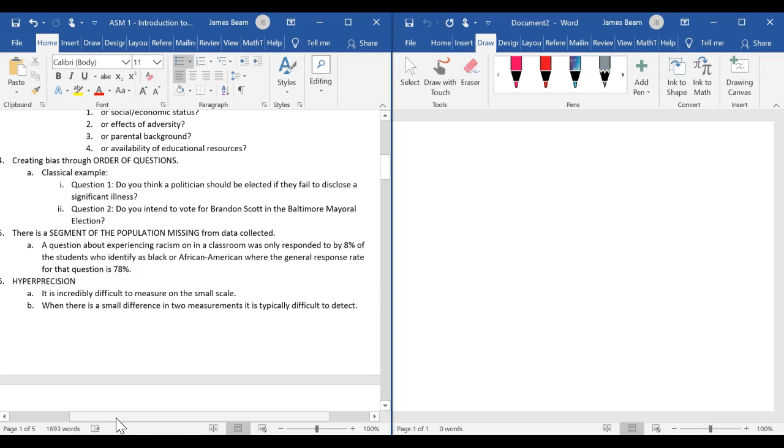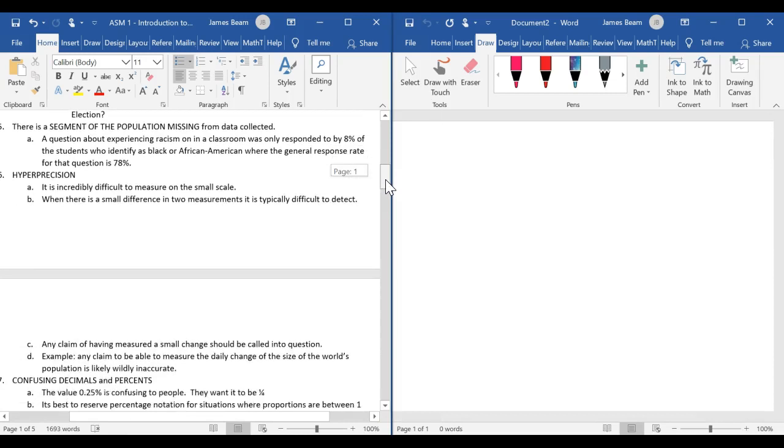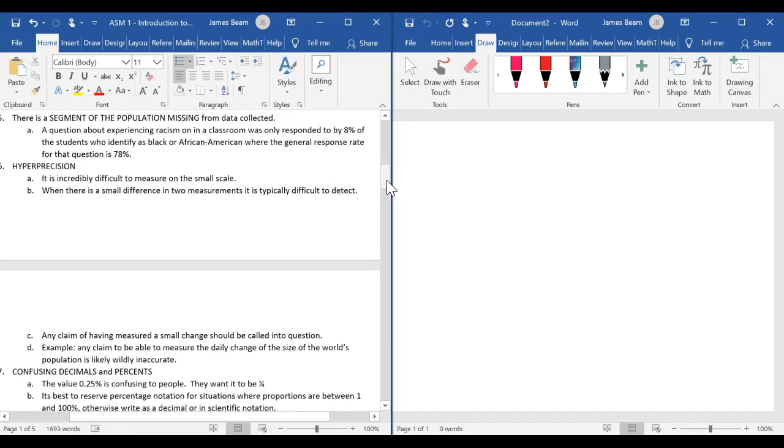Hyper precision. Measuring on the small scale, small changes, things like this is really, really hard to do. If somebody comes in with a hugely precise measurement of a small shift, like an actual number of the daily shift in the human population or something like that, you've got to call that into question.